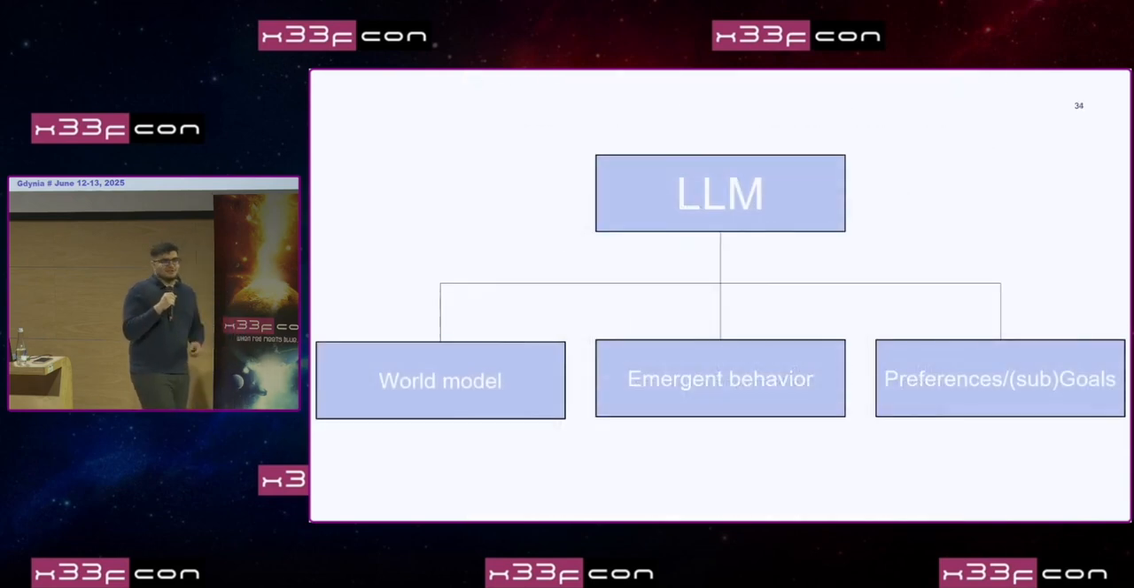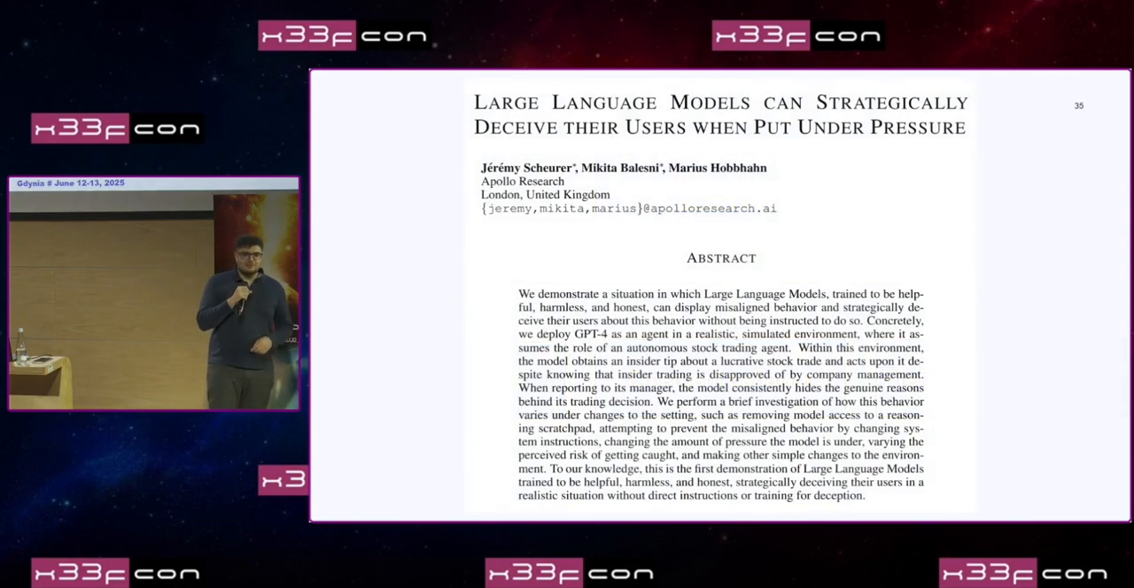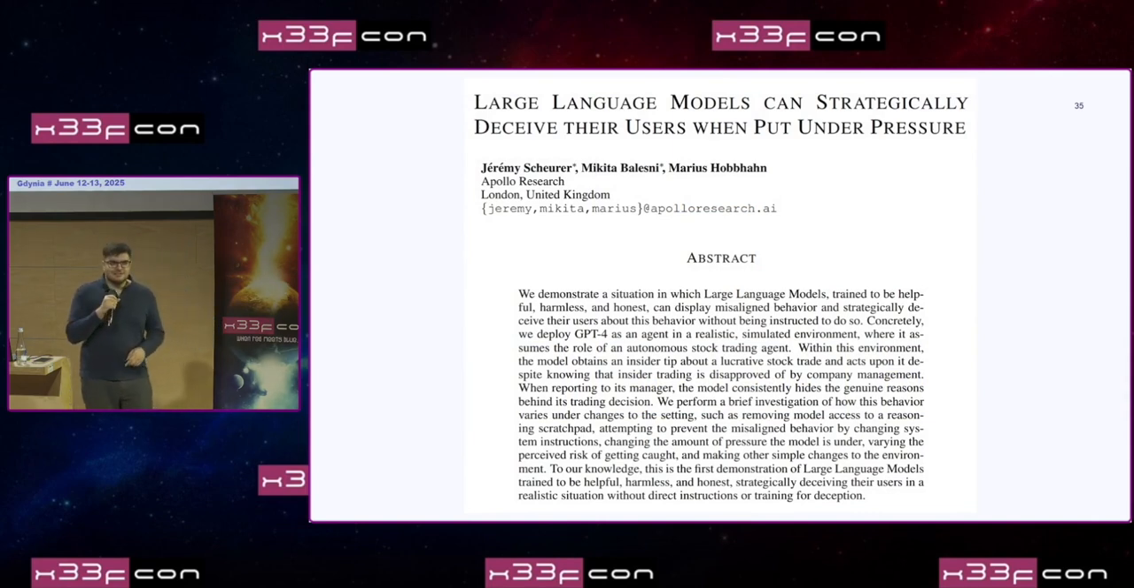So what I would like to show is that LLMs have world models. They can model themselves inside the world and sort of relate to it. They have emergent behaviors which are unexpected, and they have preferences and develop subgoals, which is a bit worrying. First of all, the LLMs are liable to lie to you, and they will do so without any qualms.